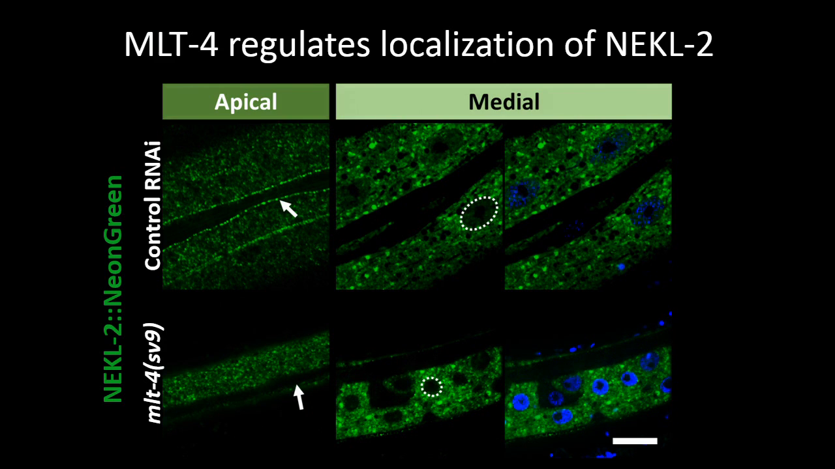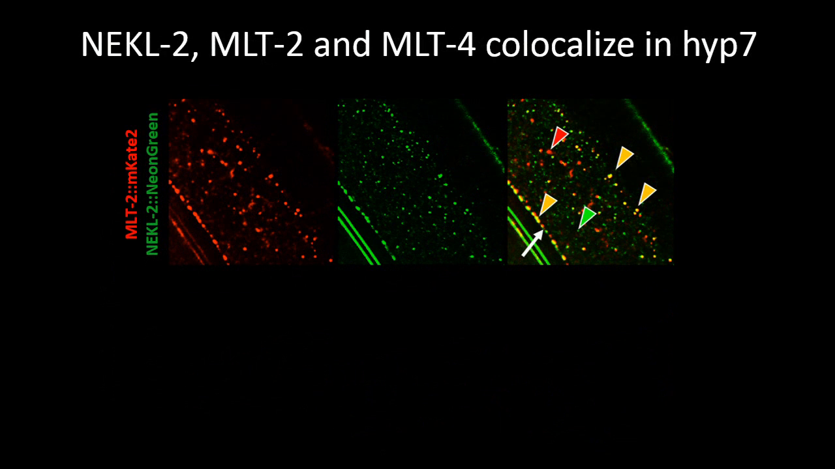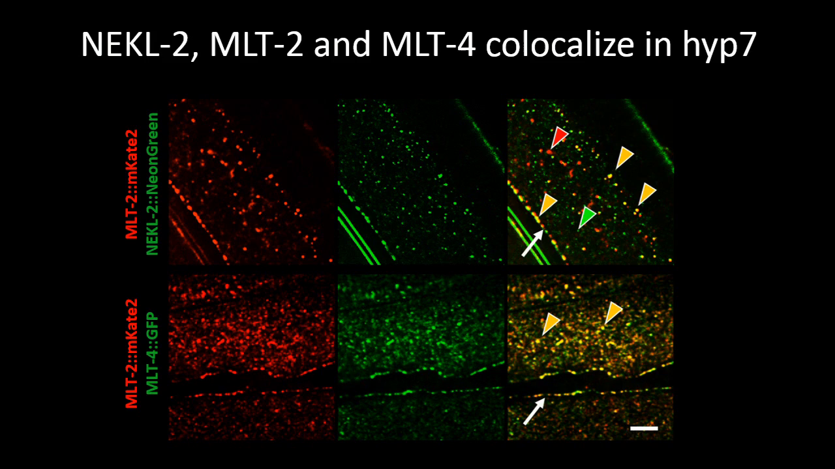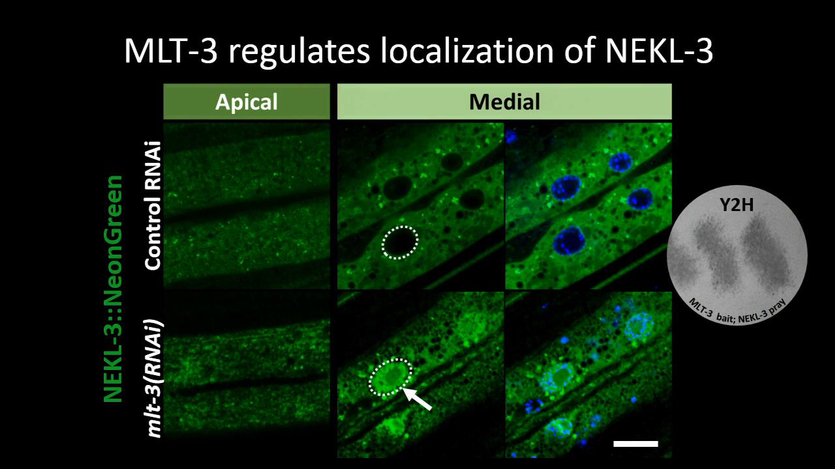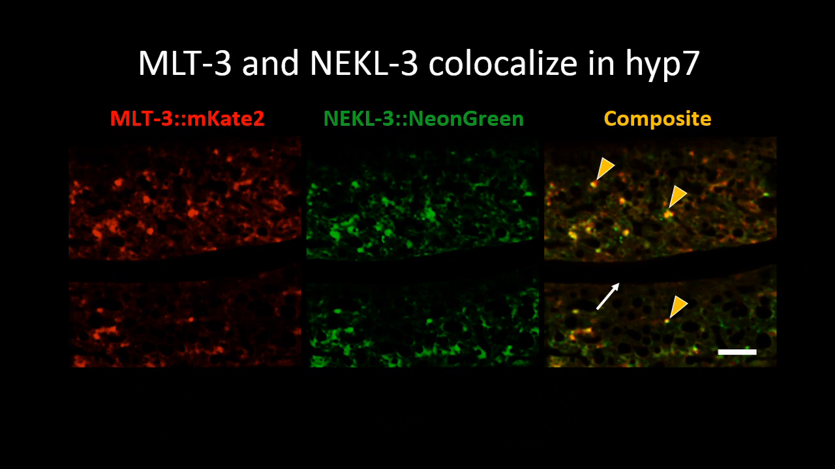So we wanted to know if they colocalize, and they colocalize partially or completely, so NEKL2, MALT2, and MALT4. On the other side, we have MALT3, which regulates localization of NEKL3. After we deplete MALT3, you can see that NEKL3 becomes highly nuclear. And this is conserved, actually, in mammalian cells. And also, we were the first to confirm that these physically interact directly through the yeast two-hybrid, as you can see here. And we also showed that these colocalize in HeLa cells, NEKL3 and MALT3.